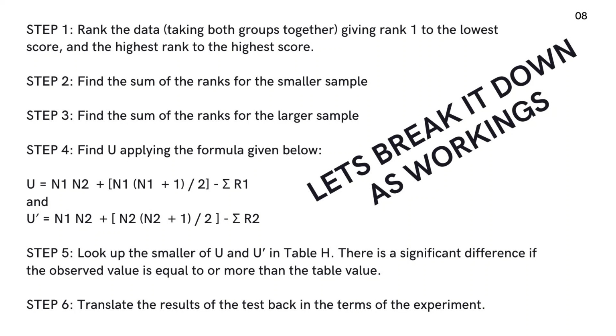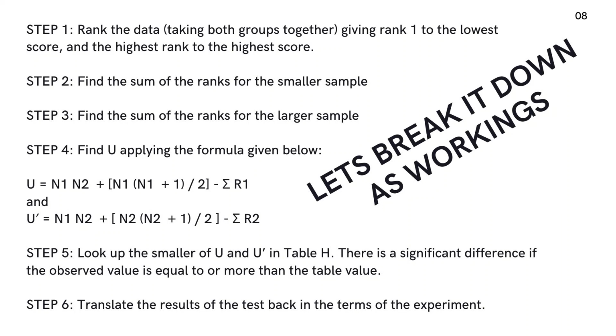Okay. Now I would like to tell you the steps that you have to take to solve a Mann Whitney U test problem, and then I will show you how it's done. Step 1 is to rank the data, taking both groups together, giving rank 1 to the lowest score and the highest rank to the highest score. Step 2 is to find the sum of the ranks for the smaller sample and the sum of the ranks for the larger sample. Find U applying the formula given below.